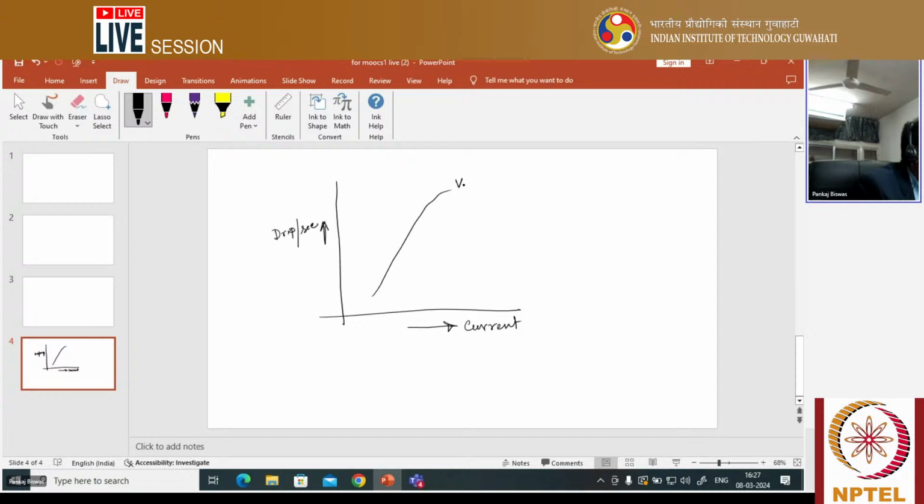Let us consider this is for a voltage V1. For a particular voltage, if you increase the current, your drop transfer will increase. Similarly, for another voltage, let us consider V2, if you draw drop transfer versus current, you will observe that your drop transfer also will increase with the increase of current. Now always keep in mind, you can see from this figure itself.